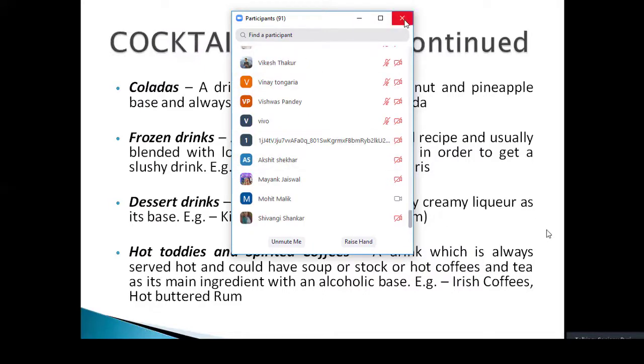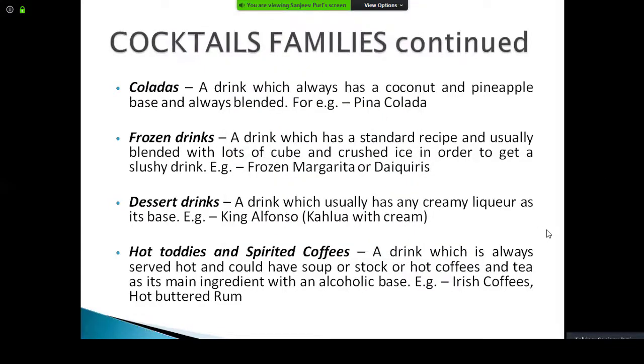Then we have hot toddies. Toddy is a drink which is always served hot and could have soup or a stock or hot coffee and tea as the main ingredients. In the alcoholic ones, you have Irish coffees, hot buttered rum. Then there are toddies in which you have various concoctions like honey, lemon with the lemon shell, and cinnamon added to it, and the base can be either rum or whiskey or brandy, anything.